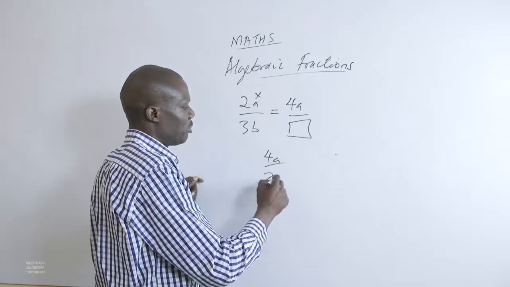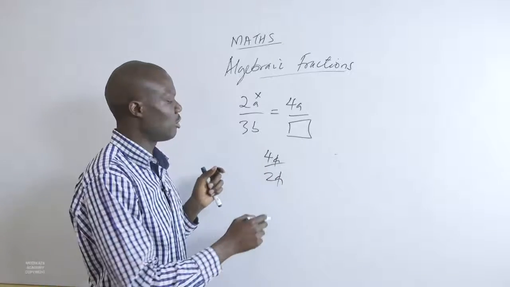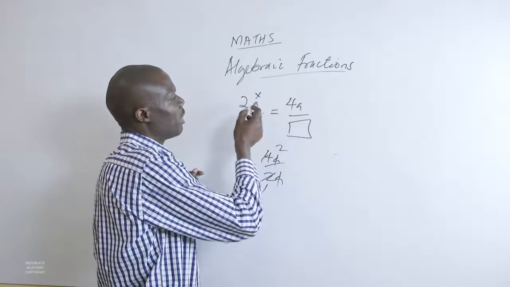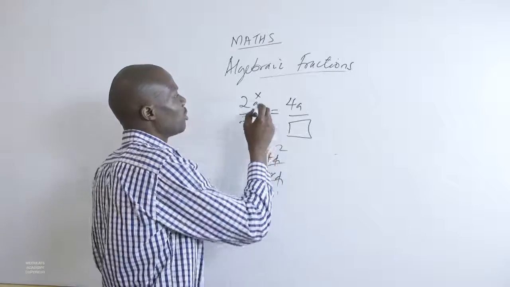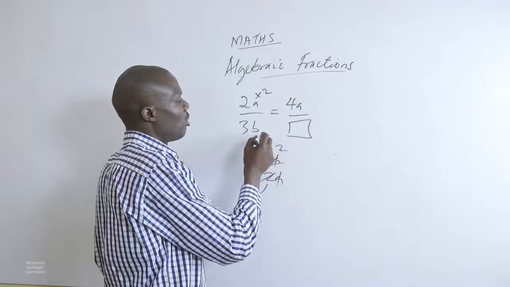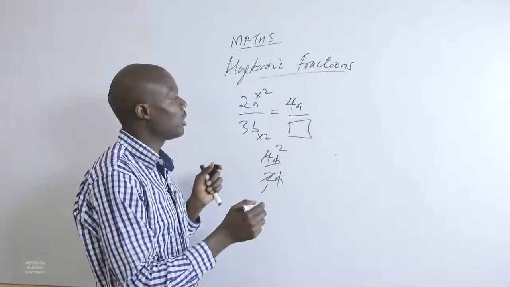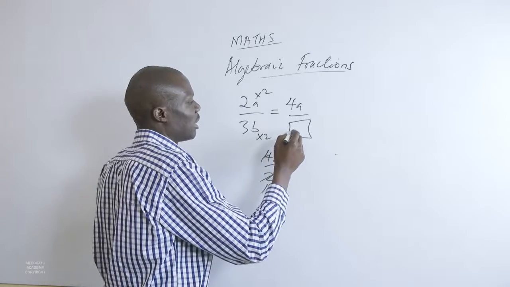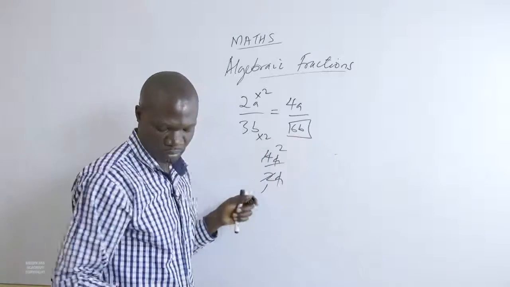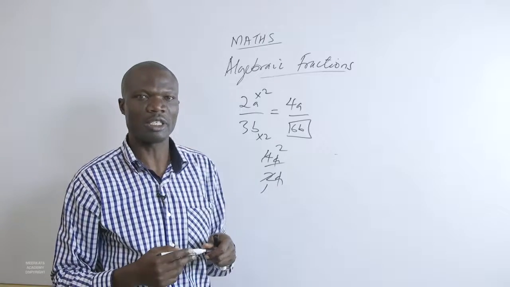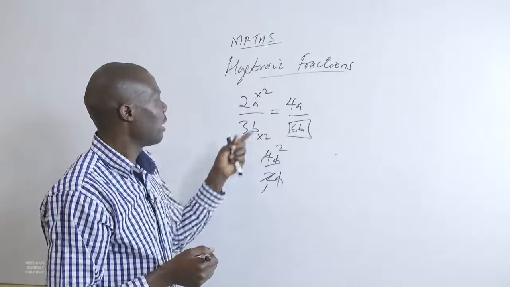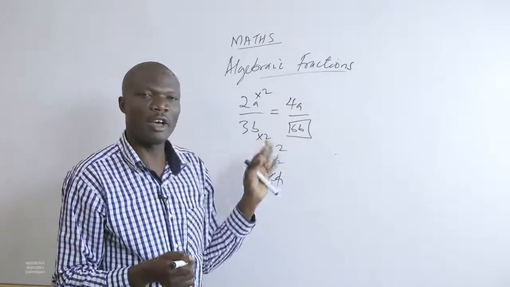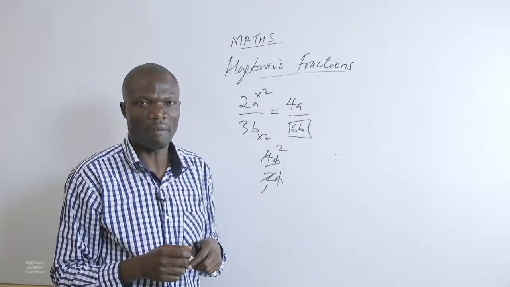4a over 2a, the a will cancel out, 4 divided by 2 is 2. So 4a divided by 2a is 2, which means we multiplied up here by 2, so we multiply down also by 2. The numerator gives us 4a, and the denominator gives us 6b. So we can say 2a over 3b is equivalent to 4a over 6b.